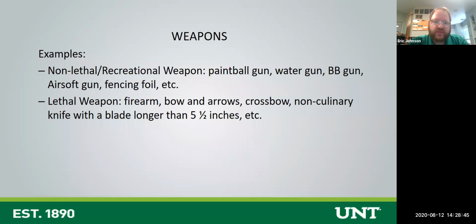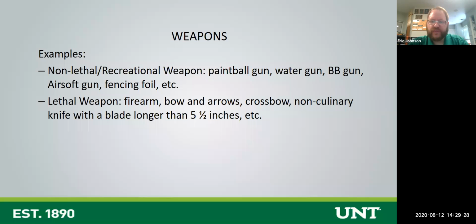So, okay, moving on. Weapons. We have a definition here. Examples of non-lethal recreational weapons might include a paintball gun, AKA a marker, a water gun, a BB gun, an airsoft gun, a fencing foil, etc. Some of those things can be very akin in style and shape to a lethal weapon, so regardless, just be mindful of how you see them. A lethal weapon is a firearm, bow and arrow, crossbow, or non-cutlery knife with a blade longer than 5.5 inches.